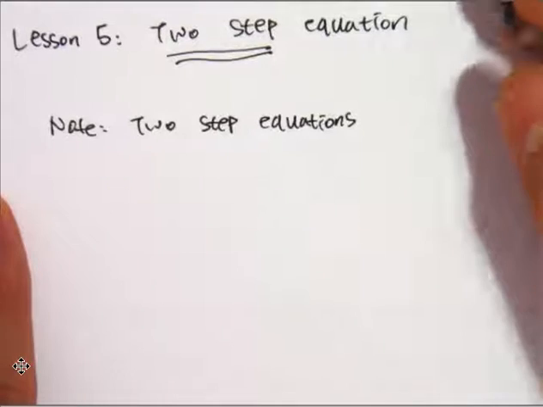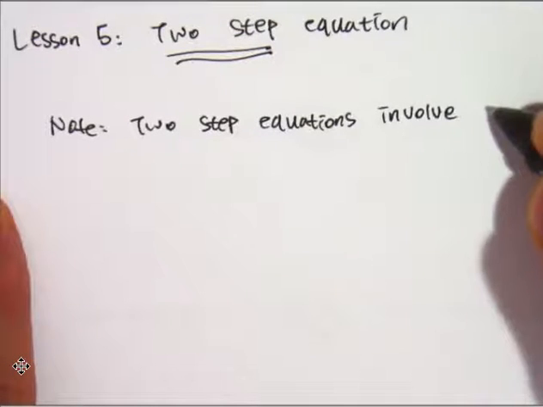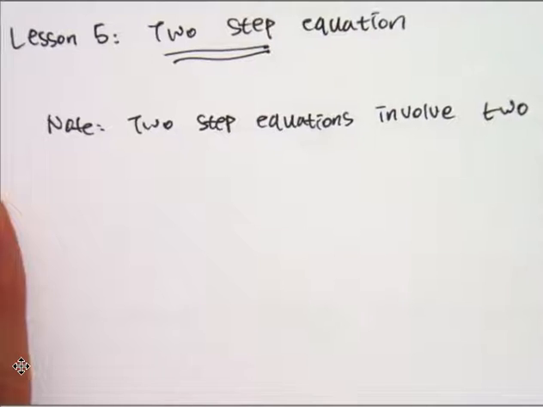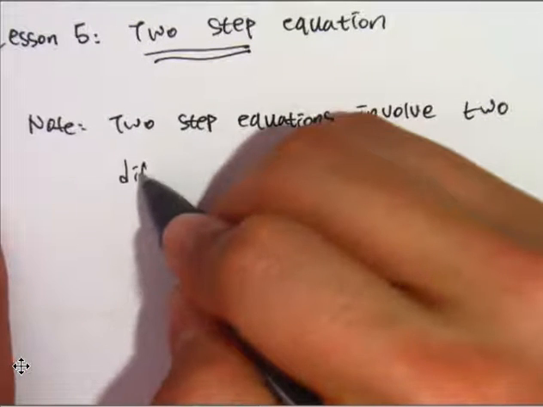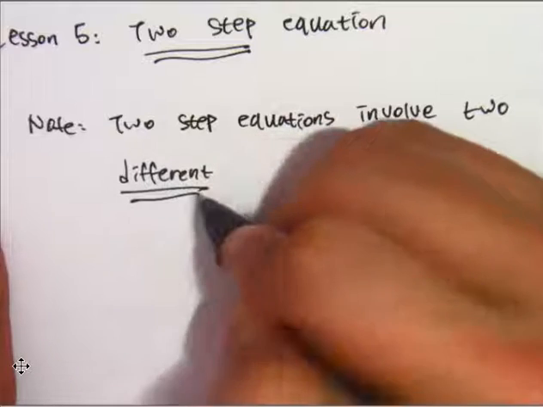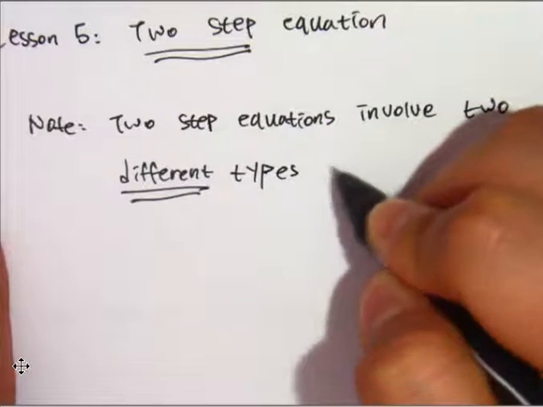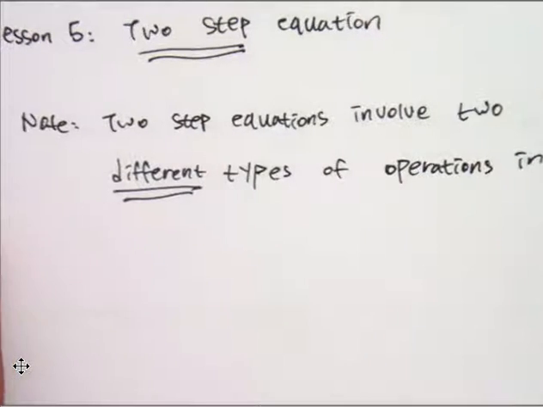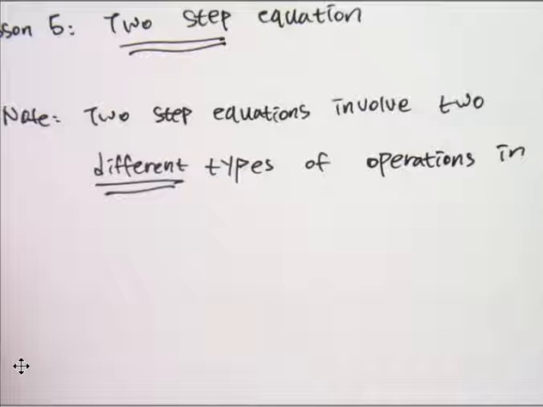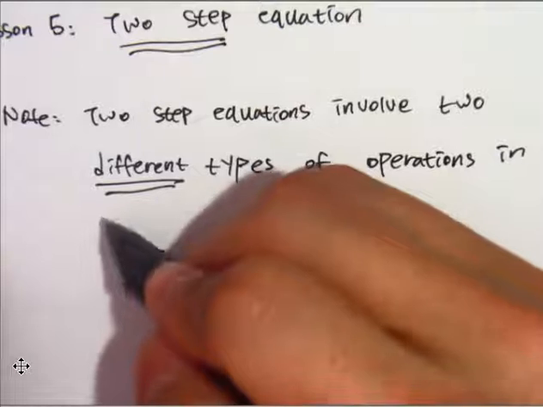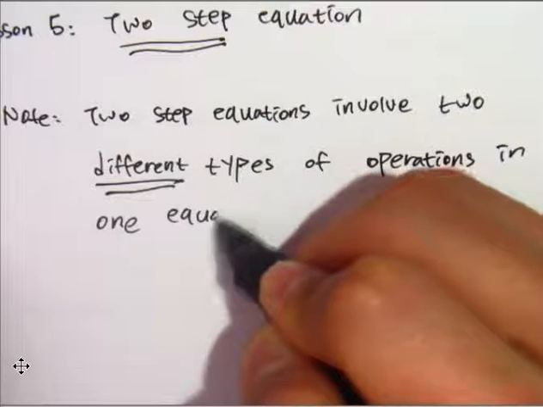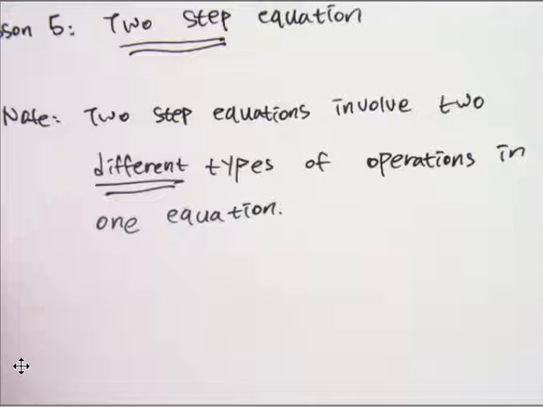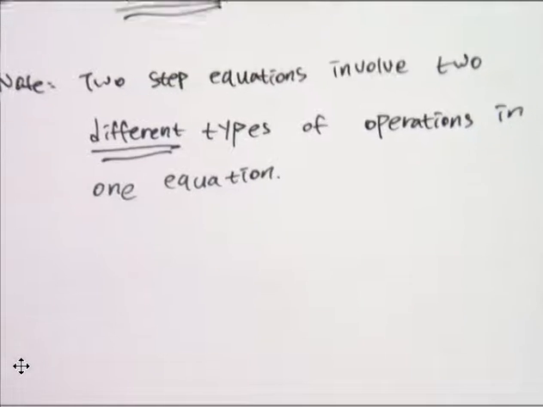Two-step equations involve two different types of operations in one equation.